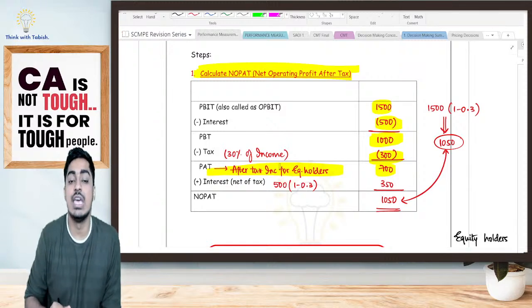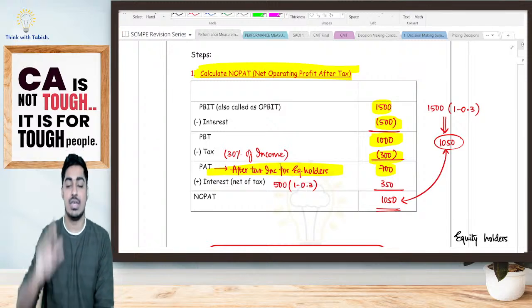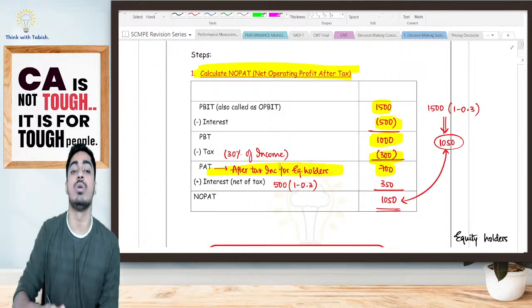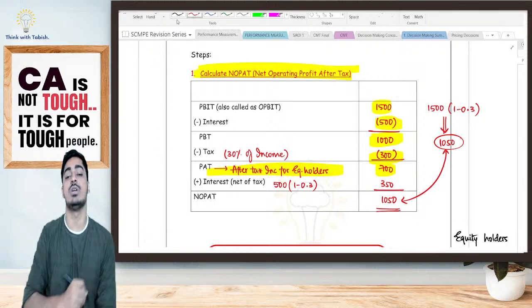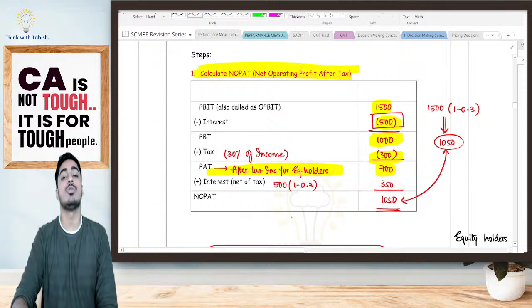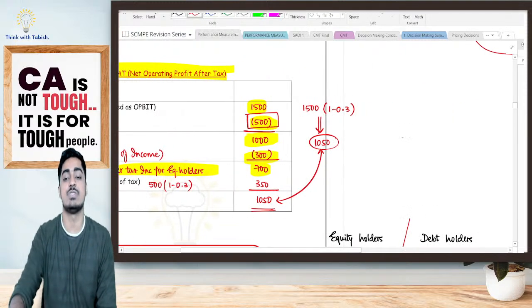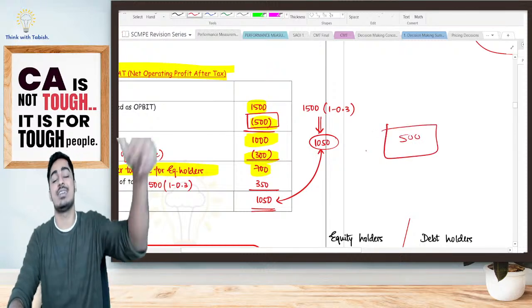So I want my after tax profit available for my debt holders as well. Now how much amount have I set aside for my debt holders, students? 500 rupees I have set aside for my debt holders. Yes or no? However, 500 is not the amount I have set aside.